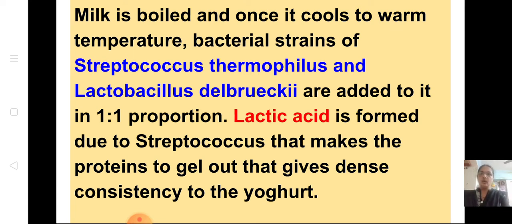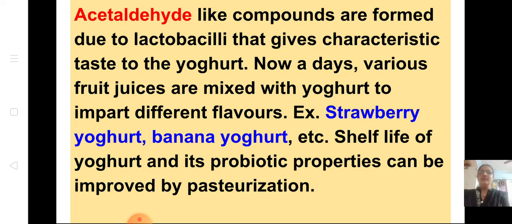What is produced? With the help of Streptococcus, lactic acid is produced. Not because of lactobacilli, it is because of Streptococcus. Lactic acid is formed due to Streptococcus, which makes the protein gel out and gives the dense consistency to the yogurt. And with the help of lactobacilli, what is formed? Acetaldehyde-like compounds are formed due to lactobacilli that give the characteristic taste to the yogurt.